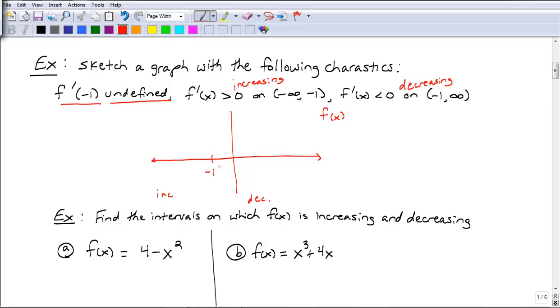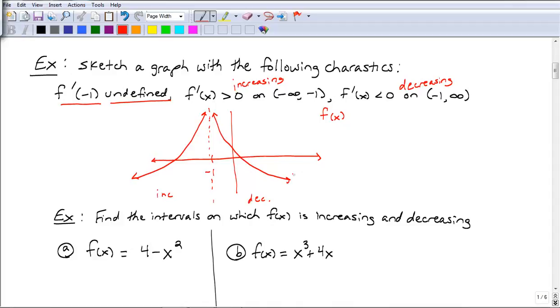The trick is, at negative 1, I need the derivative to be undefined. Well, there's lots of ways to do it. The easiest way is a vertical asymptote. If there's a vertical asymptote in the original function, then the derivative will be undefined there too. It'll have a vertical asymptote as well. Like 1 over x, the derivative is negative 1 over x squared. You'll notice that graphs keep vertical asymptotes. So I need this to be increasing over here on the left, so I just draw it getting bigger. And I need it to be decreasing on the right, so I draw it getting smaller.